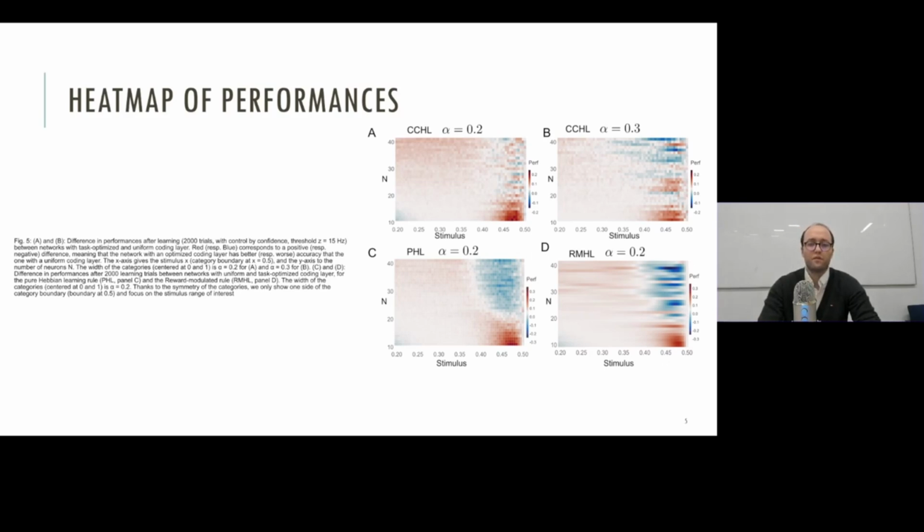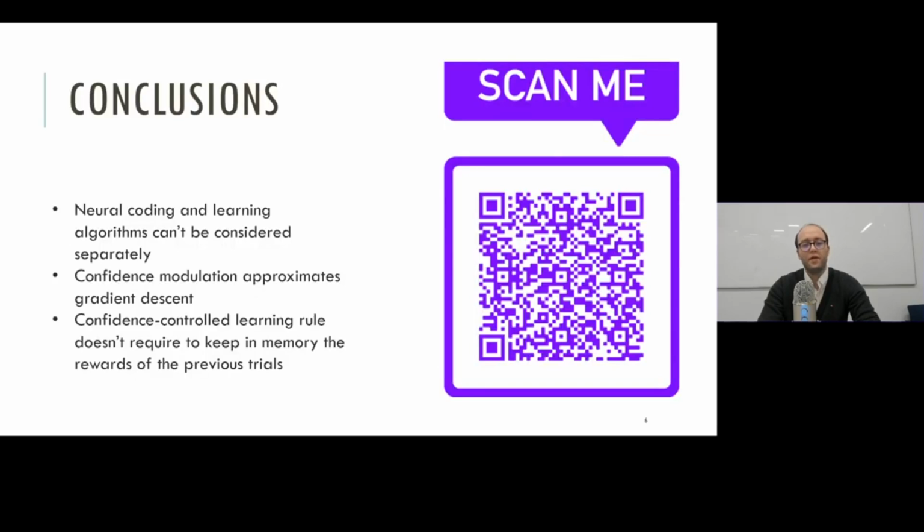So in summary, this project has shown that neural coding and learning algorithm cannot be considered separately, because having optimized neural coding doesn't always lead to better performance if the learning algorithm is not able to make use of it. Moreover, there is more detail in the paper on the reasons why the confidence control learning rule gives better performance than the other learning rules.